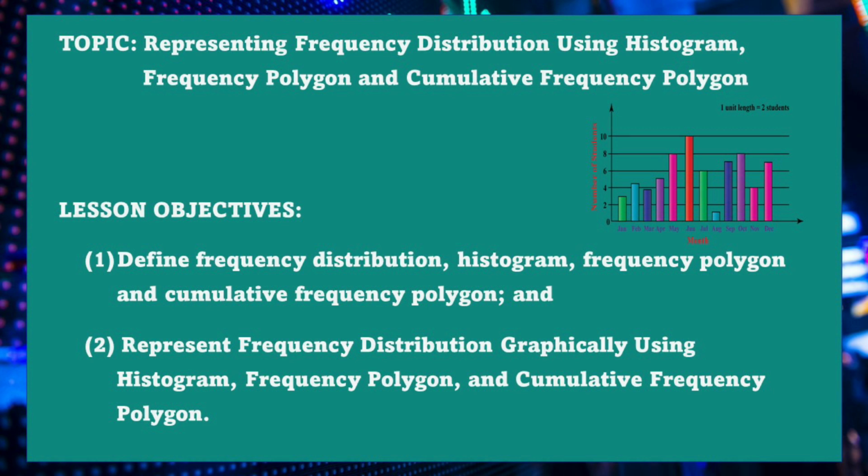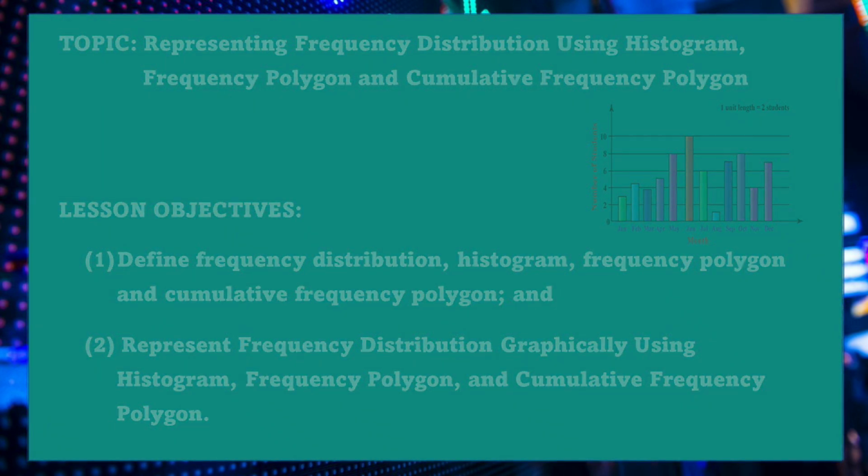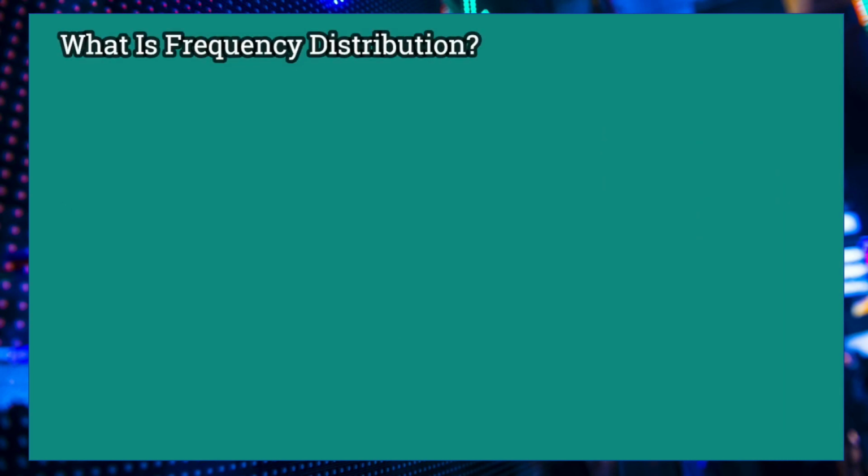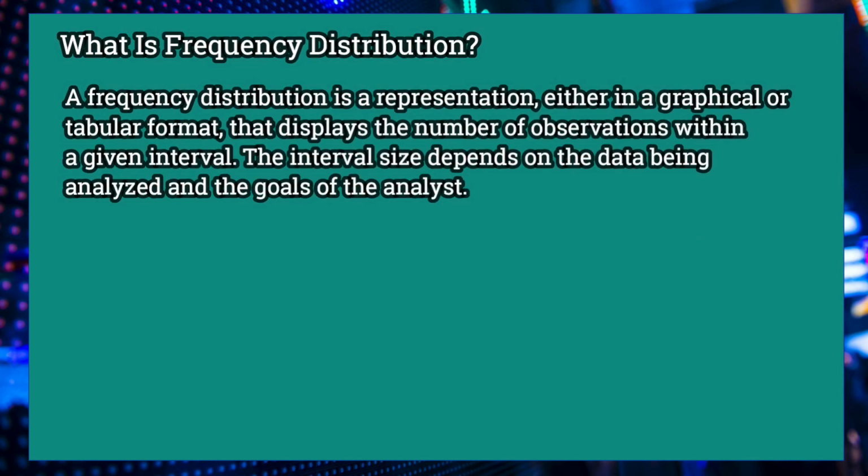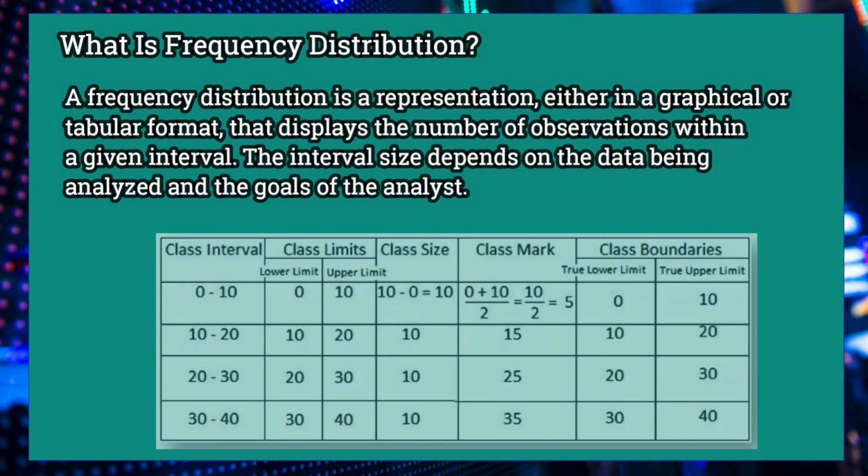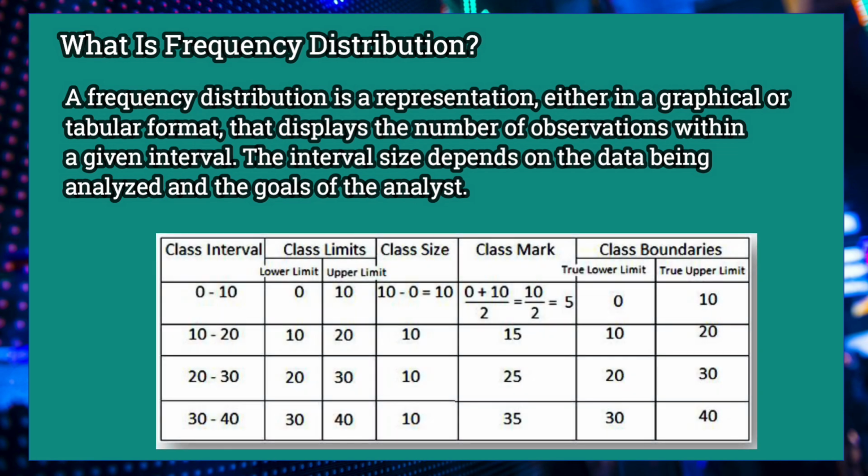Before we start, let me ask this question. What is frequency distribution? A frequency distribution is a representation either in a graphical or tabular format that displays the number of observations within a given interval. The interval size depends on the data being analyzed and the goals of the analyst.